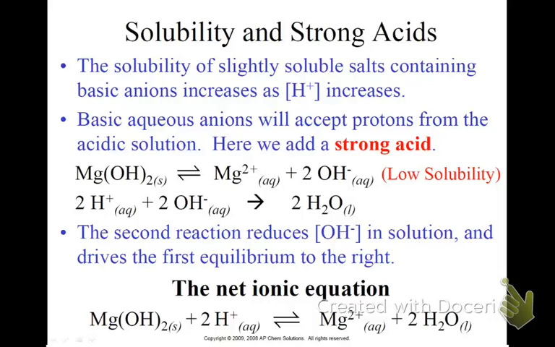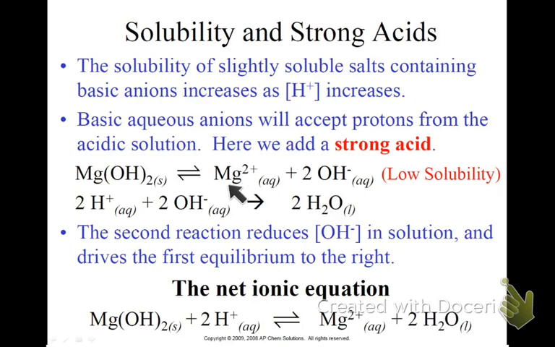All right, let's take a look at pH versus solubility. The solubility of a slightly soluble salt containing basic anions increases as H+ increases. What I mean by basic anions is something like magnesium hydroxide down here. Magnesium hydroxide is a solid. It's not very soluble in water.